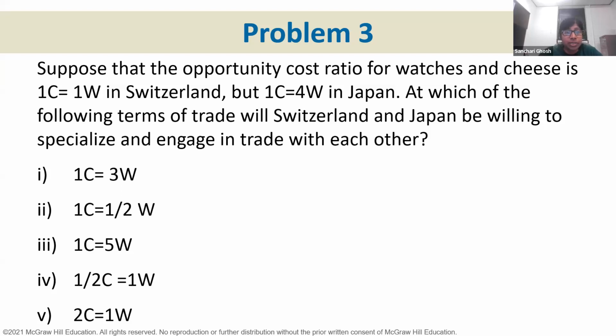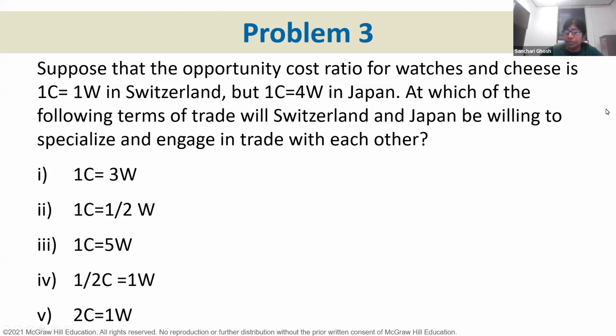Let's see. Switzerland gives 1 cheese and gets 1 watch domestically. Japan gives 1 cheese but can make 4 watches. So making cheese is very costly in Japan, whereas making cheese is not so costly in Switzerland. It has to give up only 1 watch. So Switzerland has a comparative advantage in cheese. Japan should have a comparative advantage in watches.